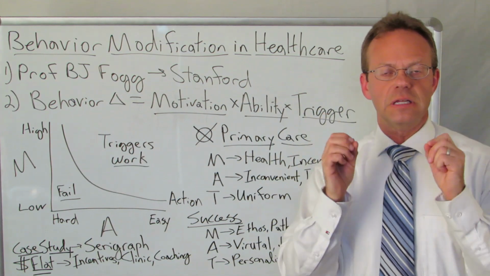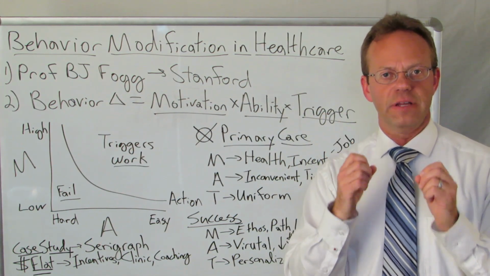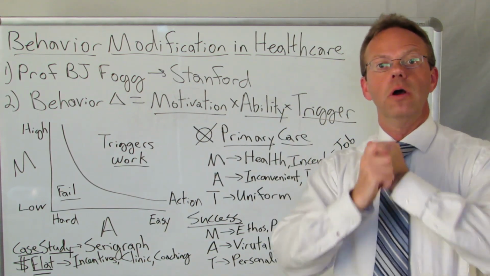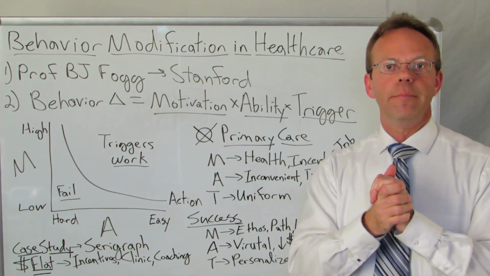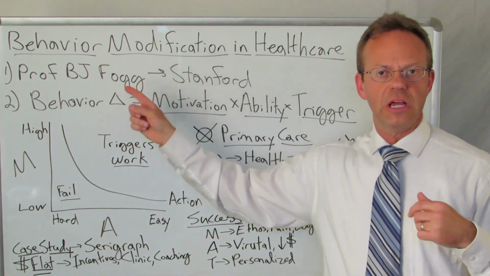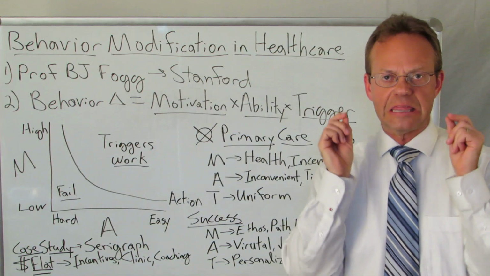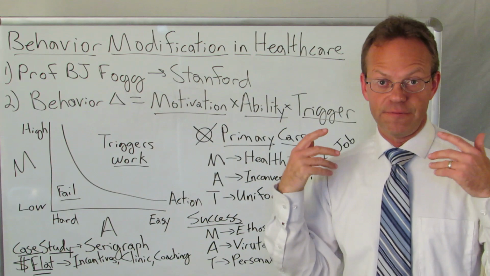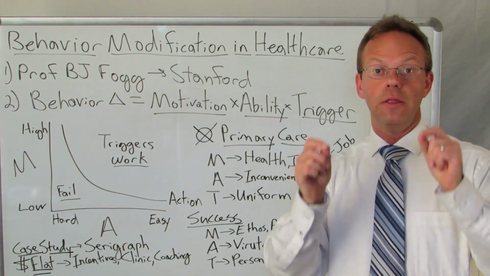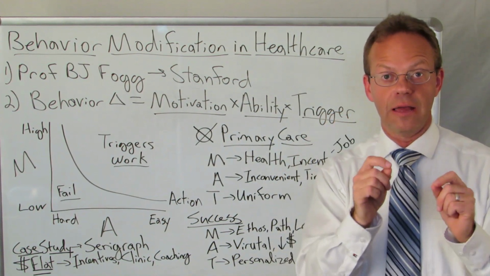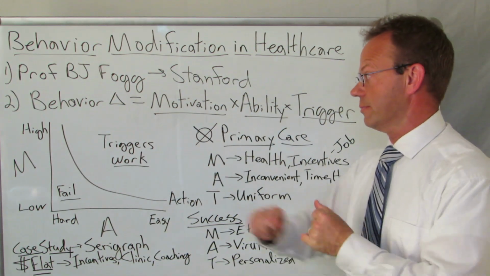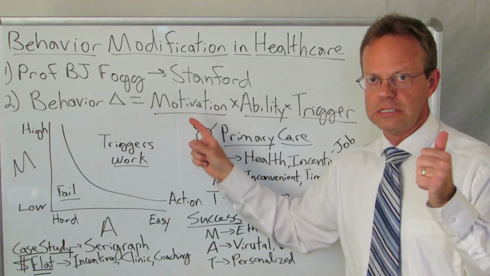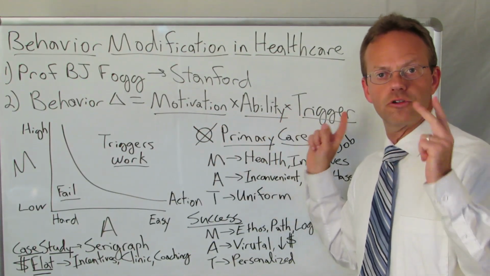Specifically, this video is going to talk about behavior modification for members of employer-sponsored health plans. So we need look no further than B.J. Fogg. Professor B.J. Fogg is a professor at Stanford University, and he is like the world's expert on behavior modification. He's got a fantastic behavior modification model that I have seen work in real life. That model is: behavior change is the combination of motivation times ability times the trigger.